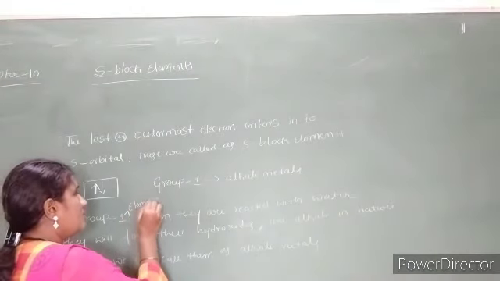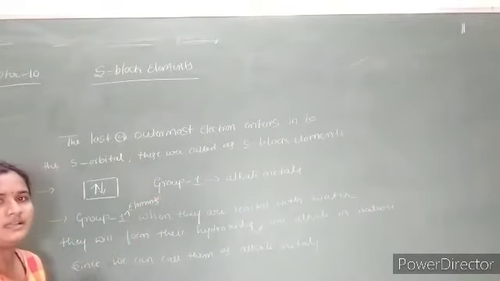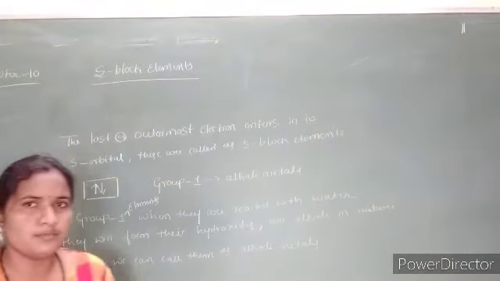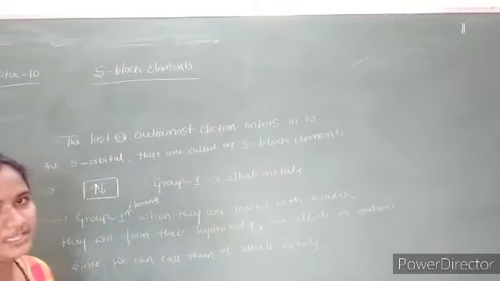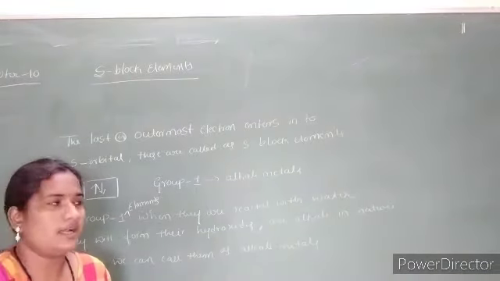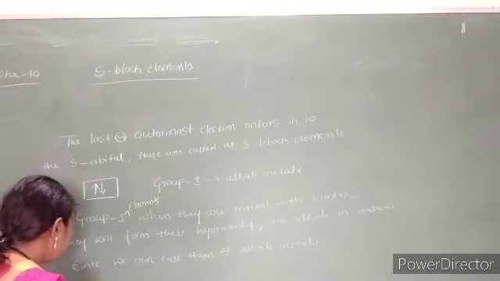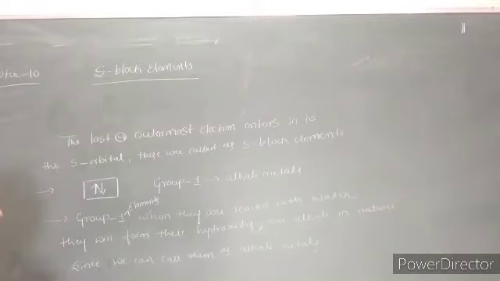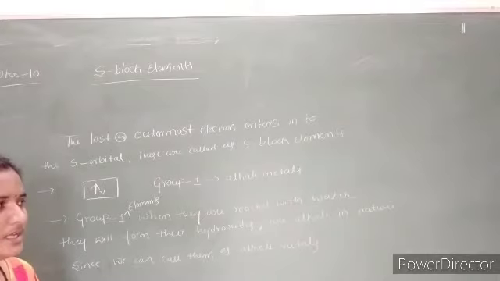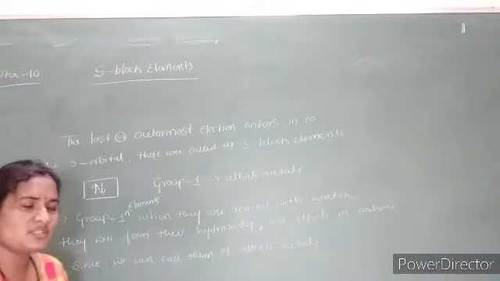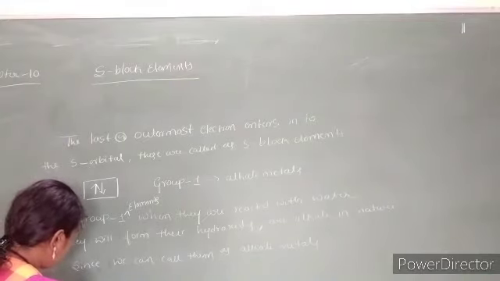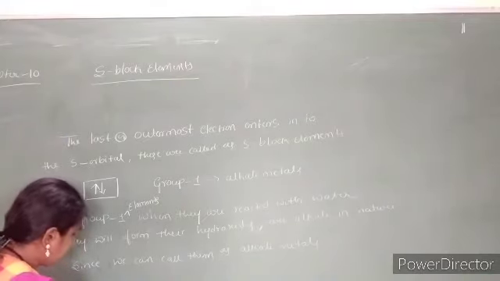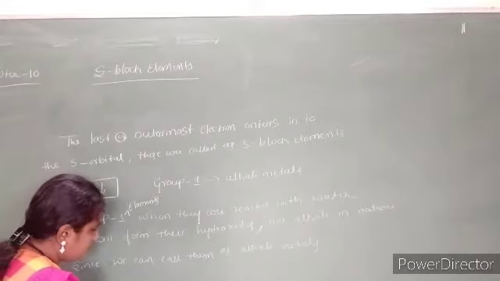Then what are the group 1 elements? Those are lithium, sodium, potassium, rubidium, cesium and francium. Here lithium is the most electropositive in nature, and if we consider abundance, sodium and potassium are more abundant in nature.